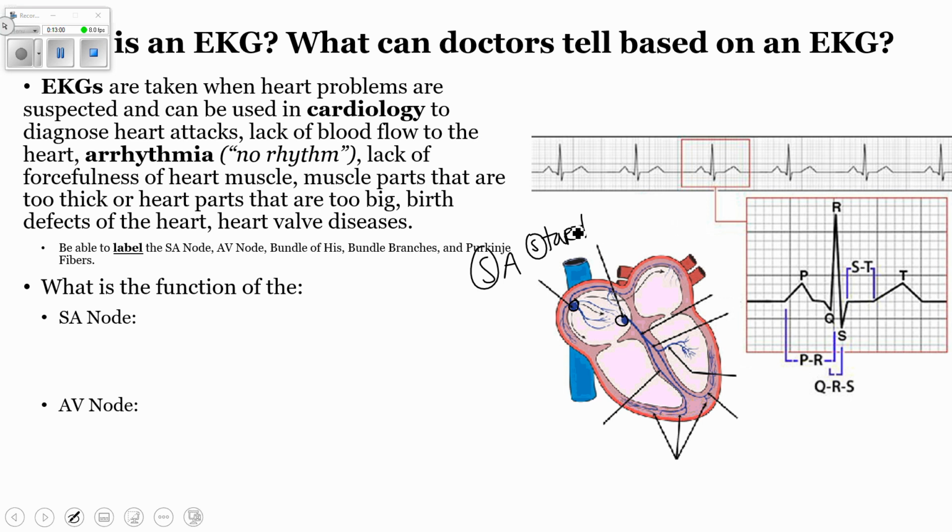Many times I call the SA node the pacemaker. So if someone does get a pacemaker, that's to replace their SA node because most likely it's not firing properly. And if it does not fire properly, that means your heart is not going to be beating properly. So SA node, again, that's going to be your start or the pacemaker.